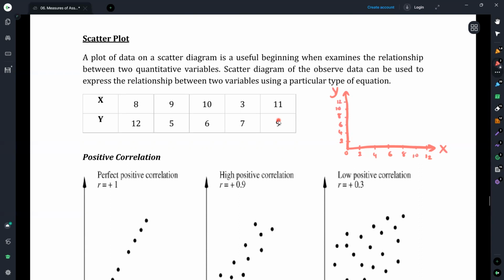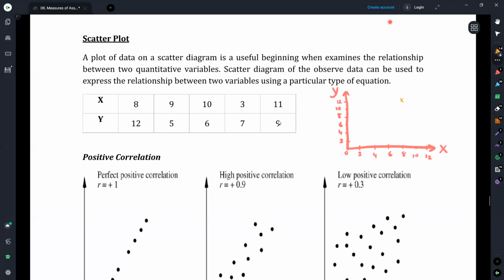As the first step in creating a scatter plot, we need to mark the x-axis and the y-axis, and using an appropriate scale, we have to scale both axes. Now we can consider each pair as a single point. 8 and 12 we can take as an ordered pair, then mark it in the plot. Here the value of x is 8 and the value of y is 12. Then the first point lies somewhere here.